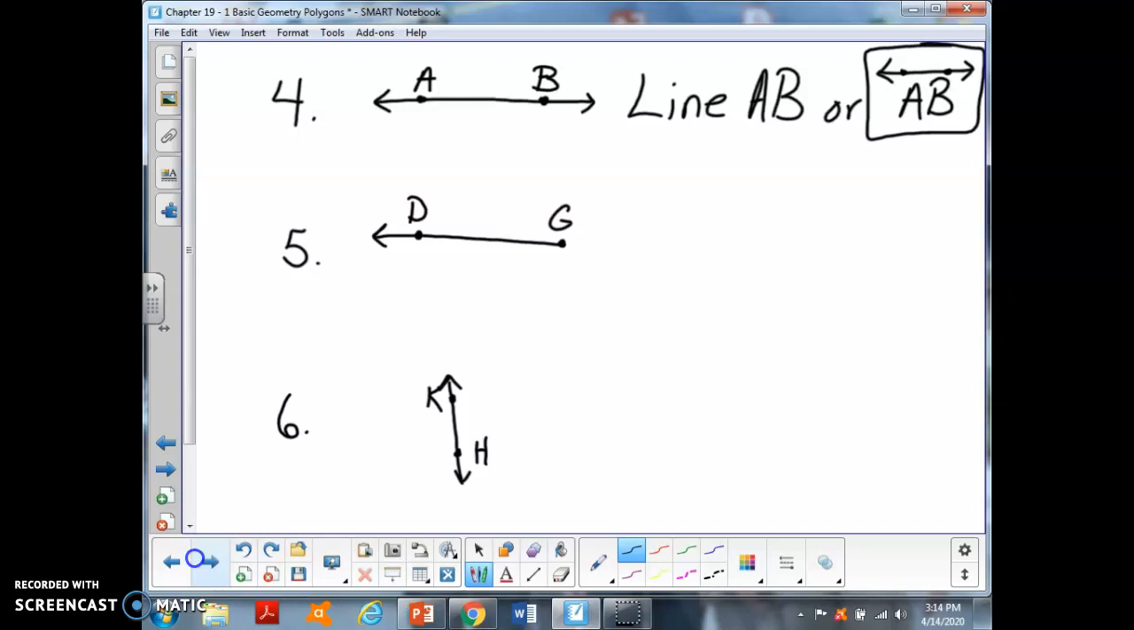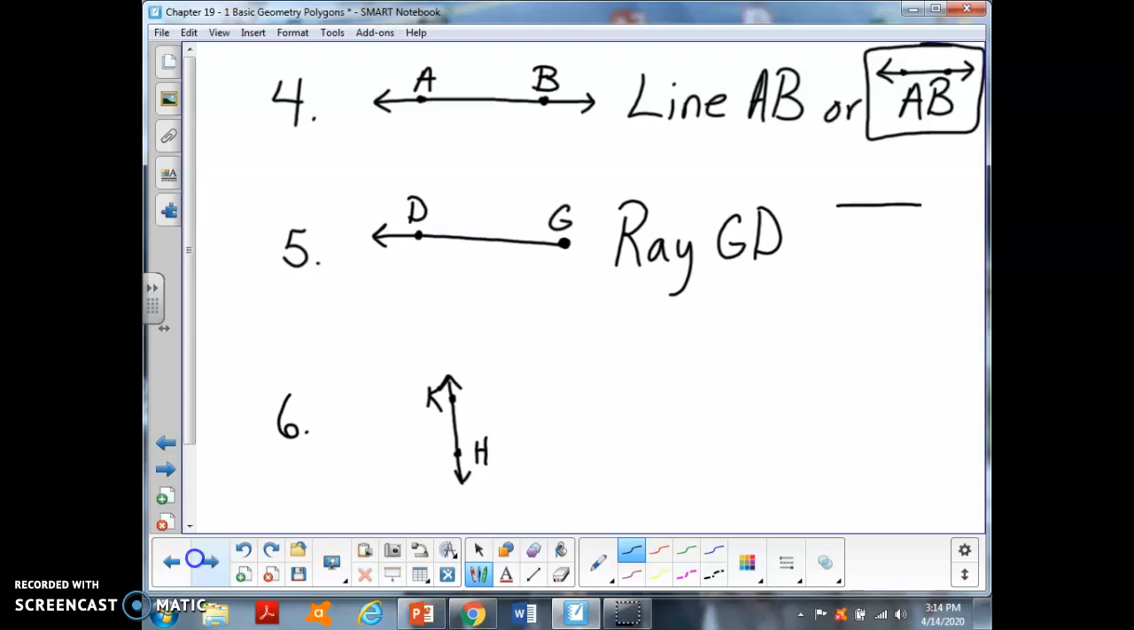Number 5, you'll have one of these on your sheet. Notice it's a ray, but it's going from right to left. It's going backwards. So it's a ray, but we always must begin with the end point. So it's ray G, D, not D, G. We can start with the end point. The end point is G.